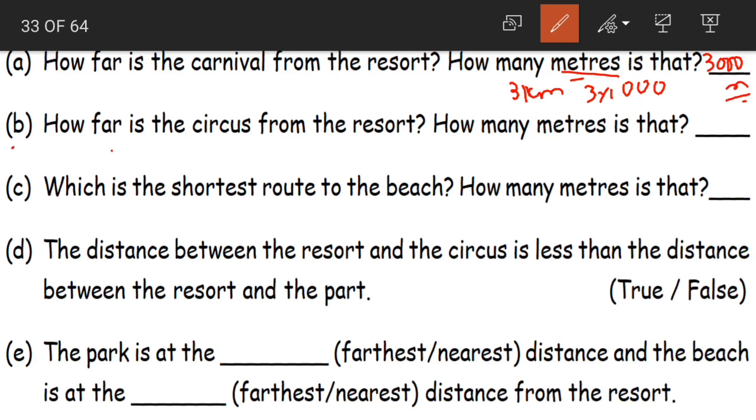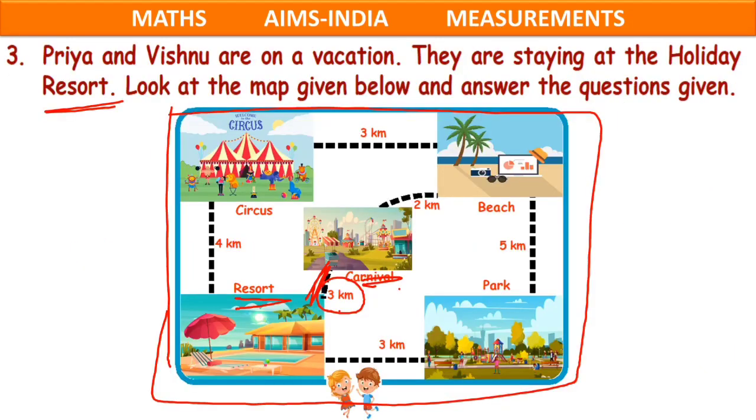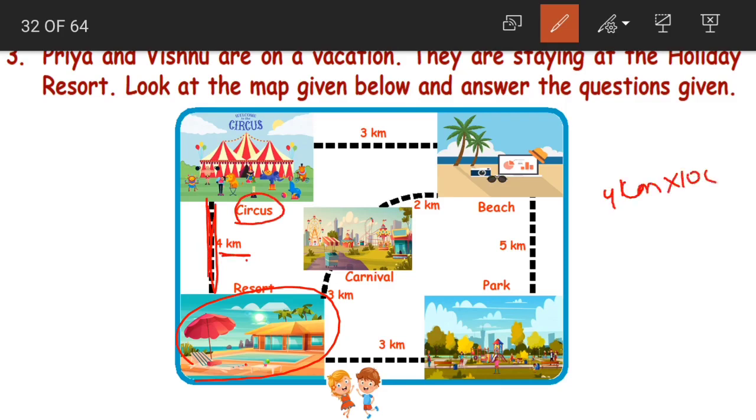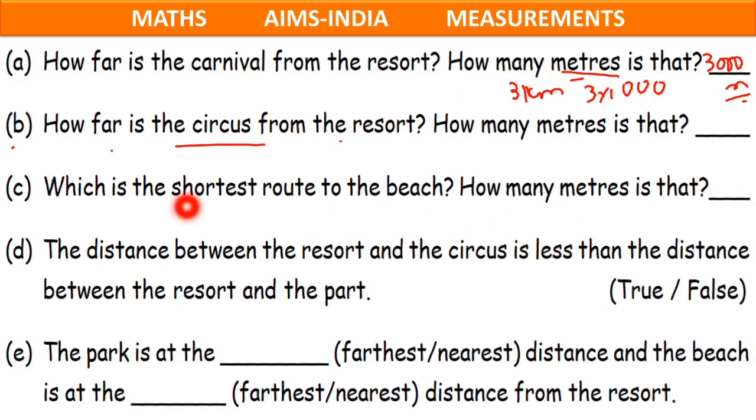Question B. How far is the circus from the resort? Now where is the circus? The resort is here. Where is the circus? Circus is here. So what is the distance? 4 kilometers. Again this 4 kilometers they have asked us in meters. So 4 into 1000 is equal to 4000 meters is our answer.